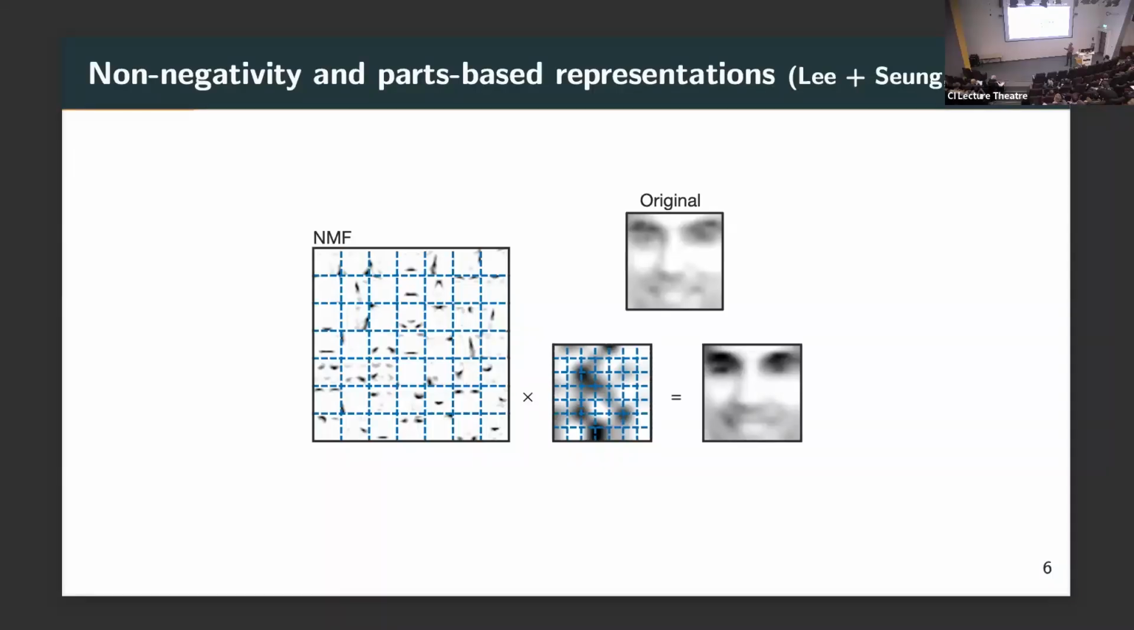The other thing that's going on here is that because everything's positive, you can never have things canceling out with one another. You're creating a face by adding up things that can't cancel out. They have to add. And somehow avoiding that cancellation makes things easier to interpret. That's maybe an intuition.